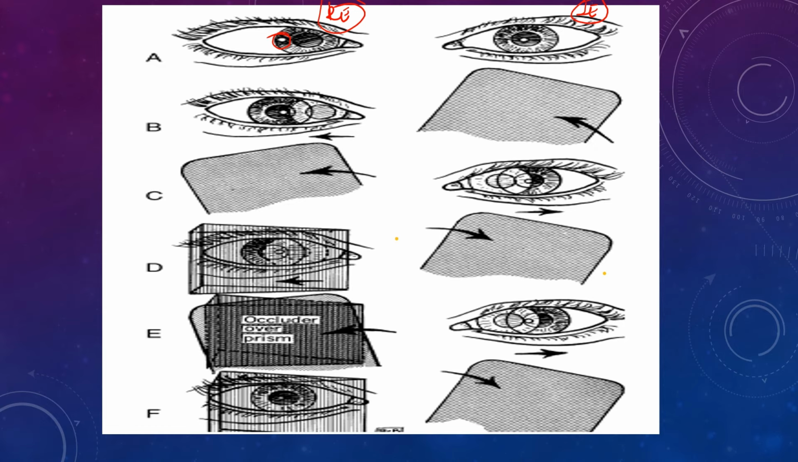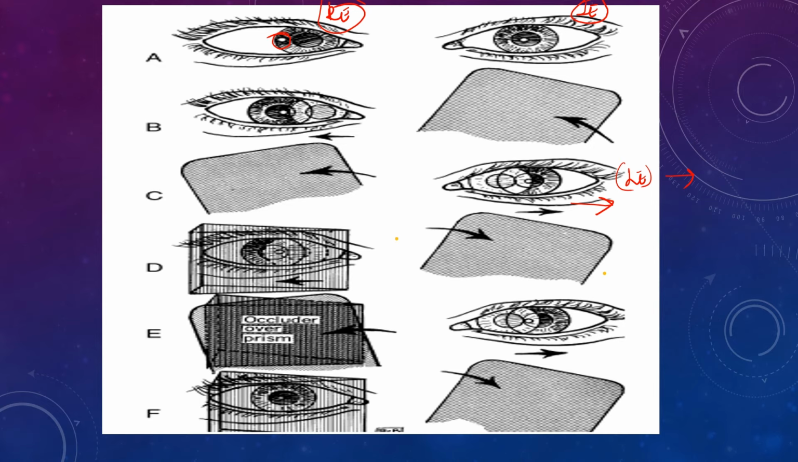If you put a cover on the right eye, what is happening on the alternate cover test? The left eye is now moving outwards. That means you're dealing with an alternating esotropia. Now what you do, you start doing your prism cover test.